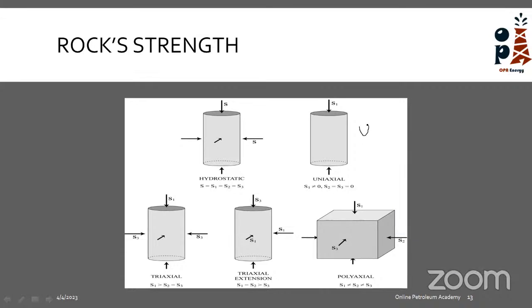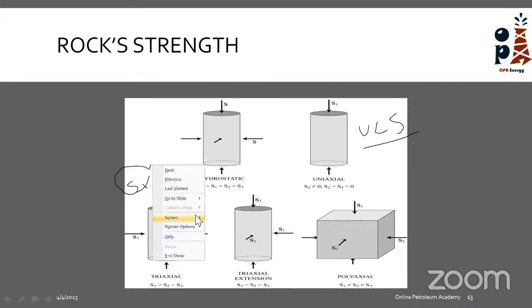Here we measure what we call UCS, uniaxial compressive stress. It is the point where the rock fails, okay? Here we measure S1 at different S3. For each S3, you'll find a different value for S1. These are the two most important tests that are applied for your rock in reservoir geomechanical studies, okay? I hope it's clear now.